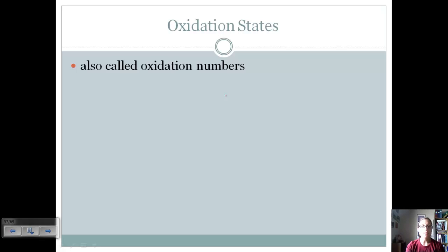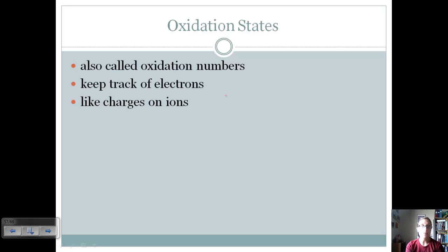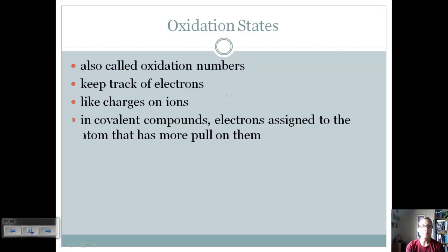So let's talk about the oxidation part of a redox reaction. Oxidation states are also called oxidation numbers, and we need to find those out for every compound before we can move on with balancing this type of reaction. Basically, this helps keep track of the electrons as they're transferred, because that's what a redox reaction is. These are kind of like the charges on ions, but we write them a little bit differently, and sometimes they aren't the same.